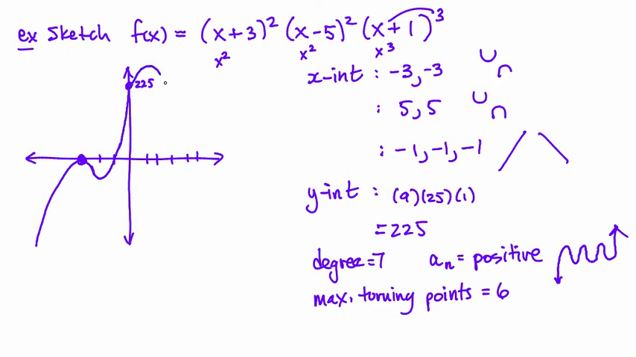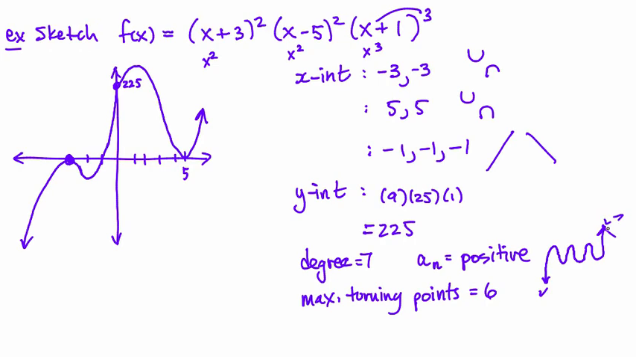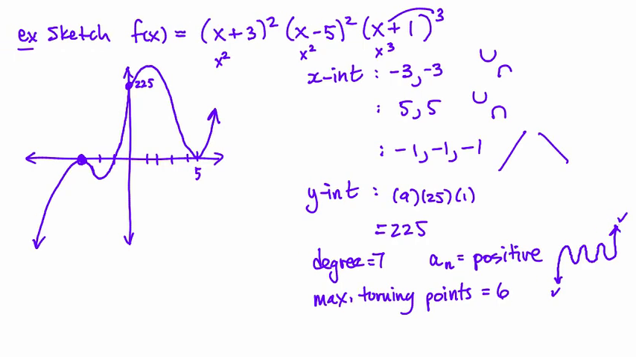It's got to come back down, and it does a bounce at 5. So I don't know where it goes up to, but it comes back down, and at 5 it does a bounce, and it goes back up. So my graph could look something like this. I certainly know that it goes down to negative infinity in quadrant 3 and up to positive infinity in quadrant 1 from the overall shape of this graph, and the maximum number of turning points is 6.